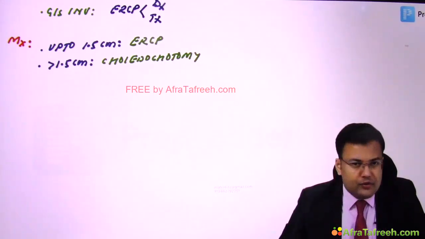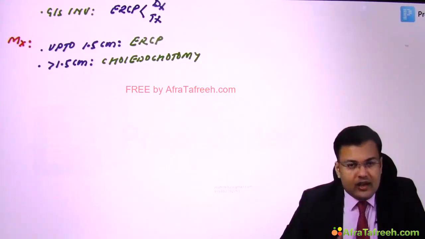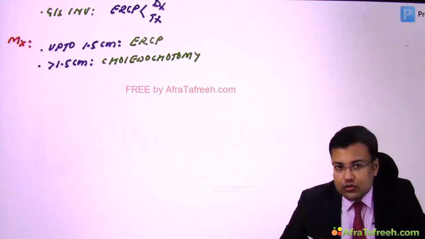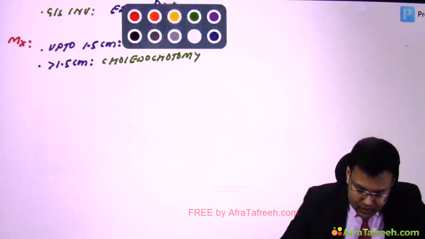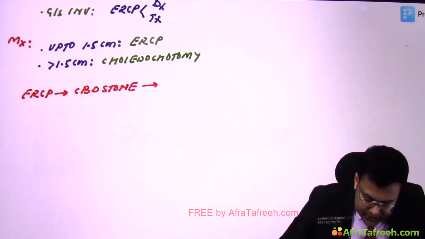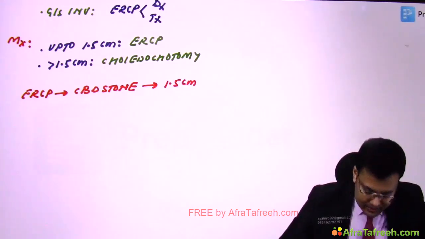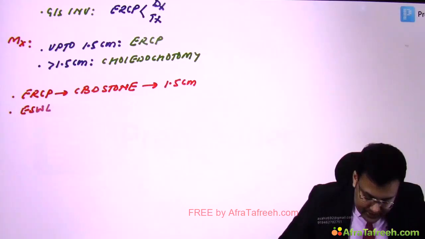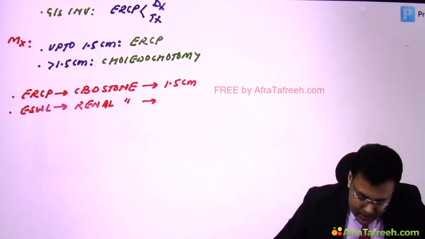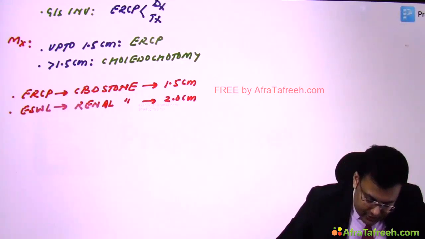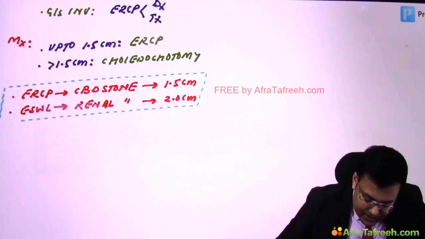Some of the students are confused between ERCP and ESWL. See, ERCP is used to remove the stone of bile duct and ESWL is used for renal stones, right? So, question, ERCP, this is used for CBD stone, and what is the maximum size of stone which is removed, and that is 1.5 centimeter. And if we see ESWL, extracorporeal shockwave lithotripsy, this is used for renal stones. And what's the size up to 2 centimeter. So that's why you have to remember, because these are the two commonly asked questions.